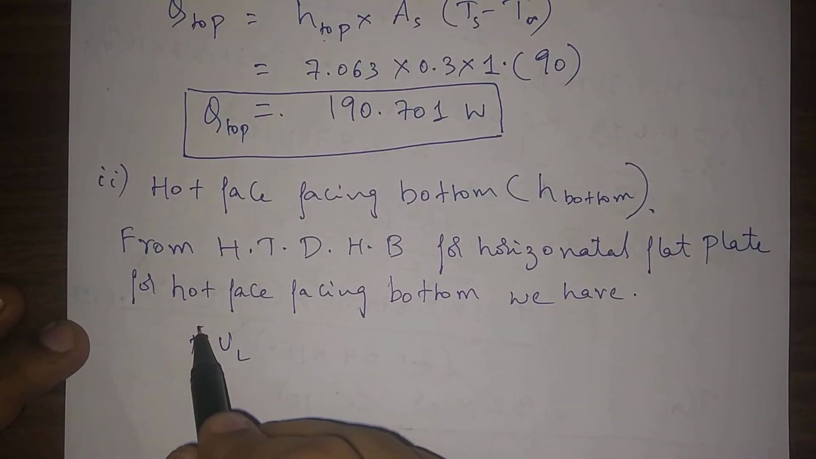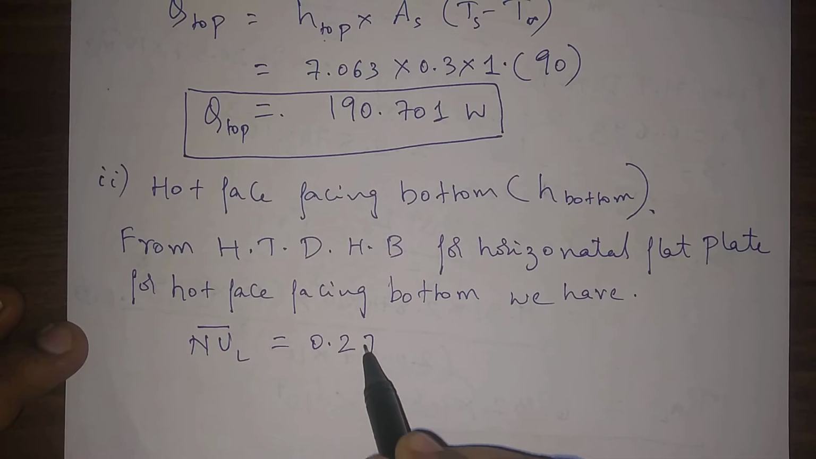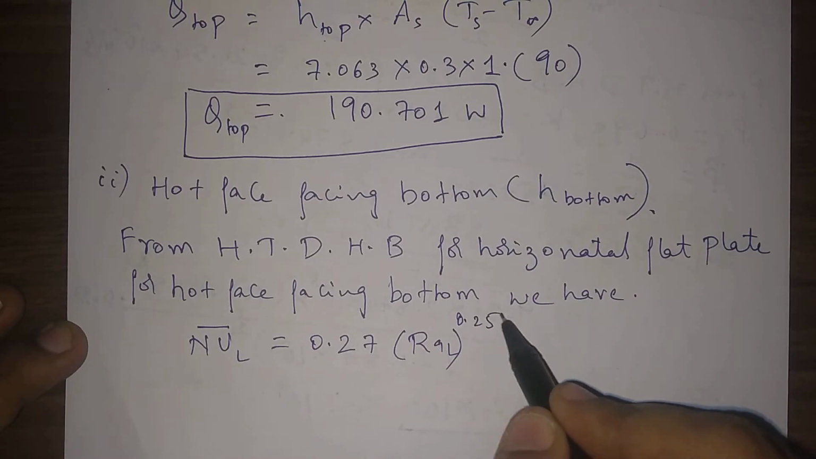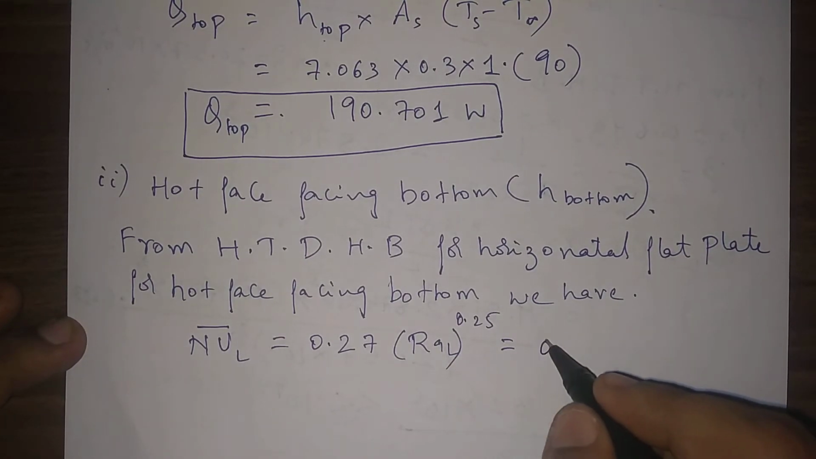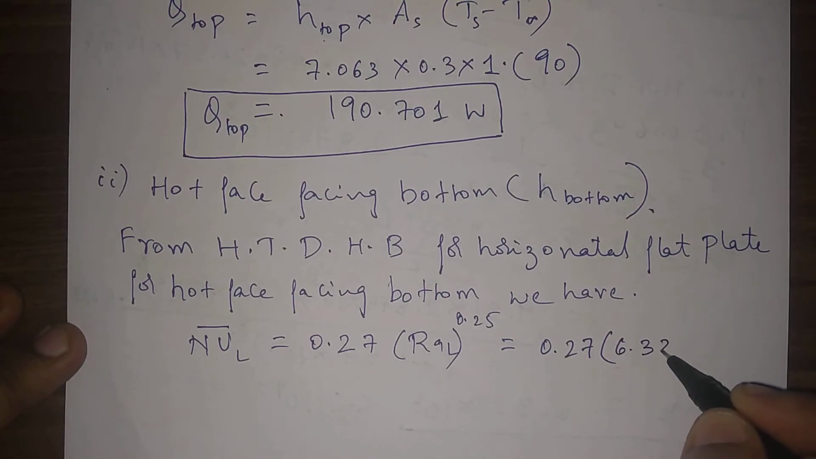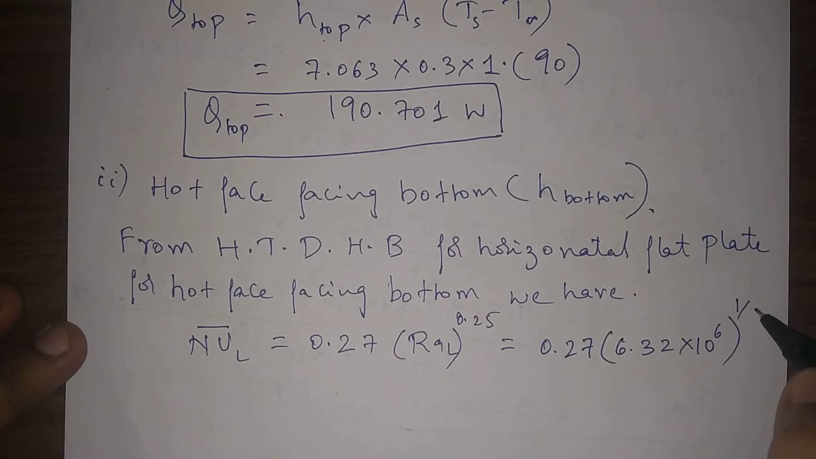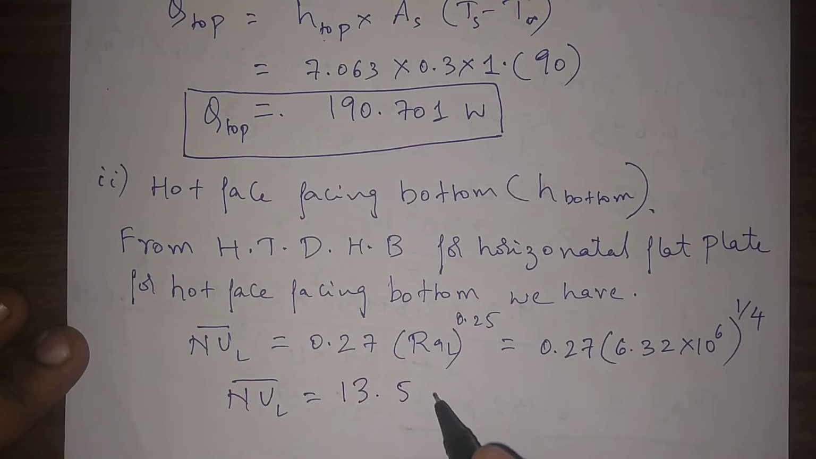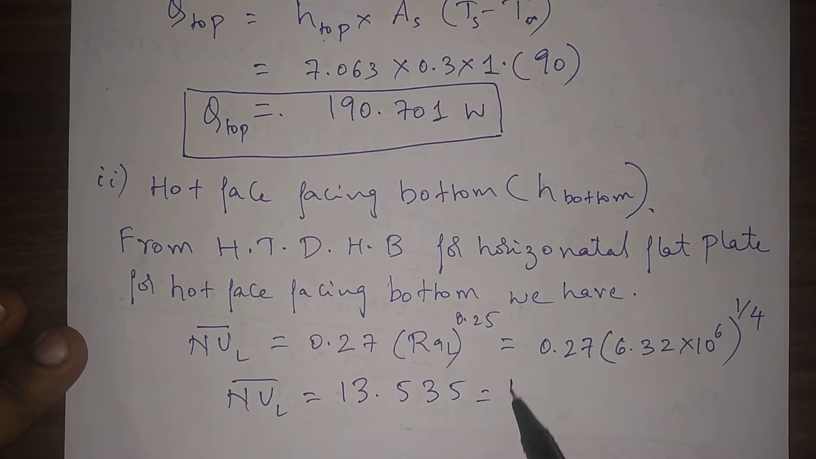Nu L average is equal to 0.27 Ra L or Gr Pr to the power of 0.25 or 1 by 4. What are the things? One and the same. 0.27 times, so what is the Ra L average? You know the Ra L average is 6.32 into 10 to the power of 6, to the power of 1 by 4. So our Nu L average for bottom is turning out to be around 13.535.